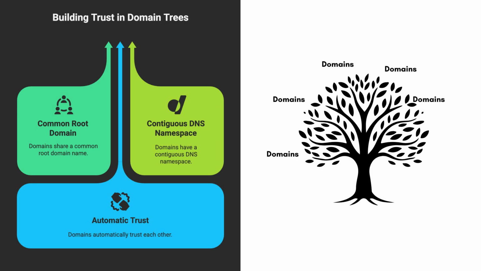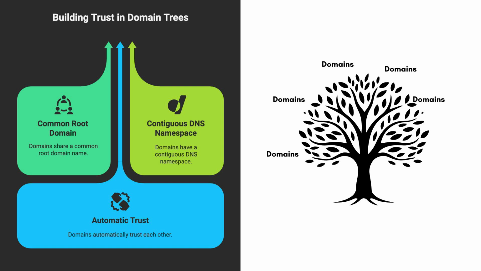Next is the tree. When you have multiple domains that share a contiguous DNS space, meaning they have a common root domain name, they form a tree. For instance, let's say sales.yourcompany.com and marketing.yourcompany.com could be a part of the yourcompany.com domain. Now, domains within a tree automatically trust each other. How it helps is it simplifies resource sharing.